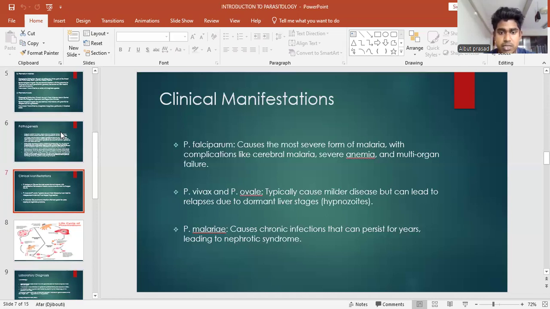That's the syndrome of the brain. Sorry, not the brain, the kidney, sorry. My apologies.